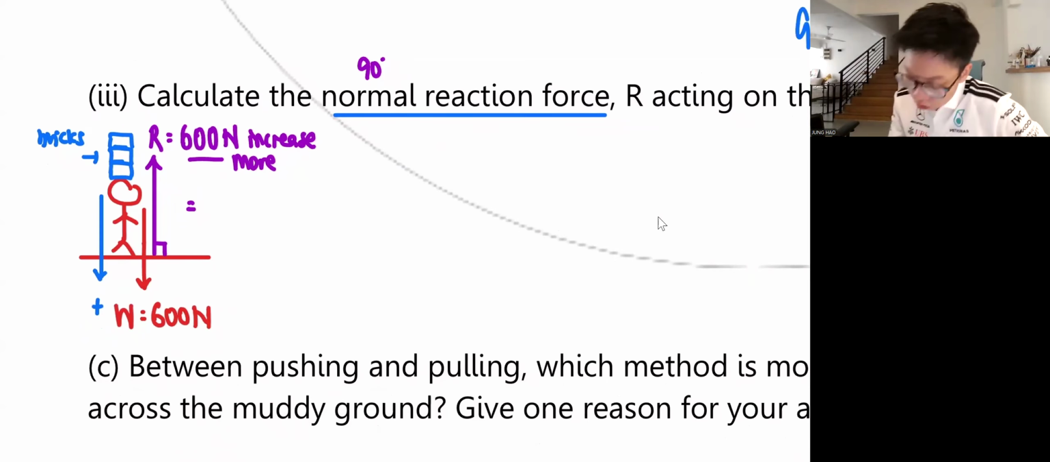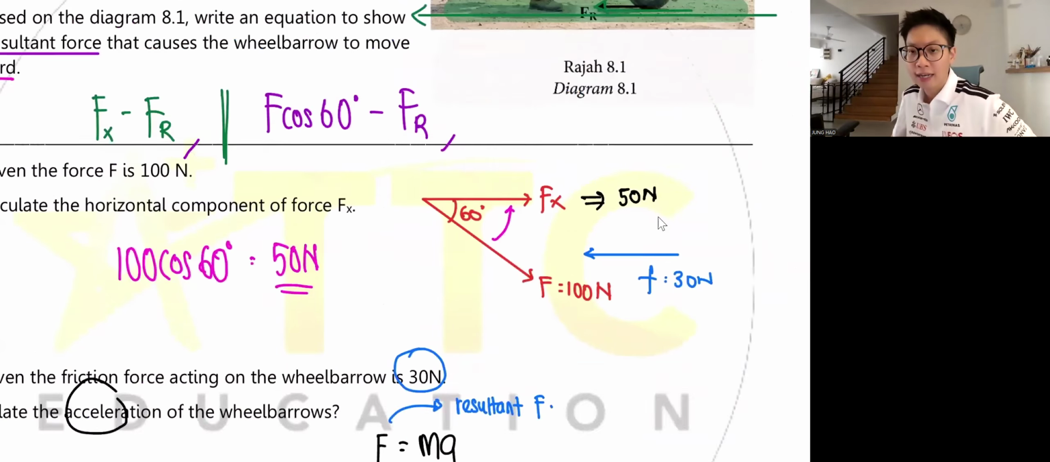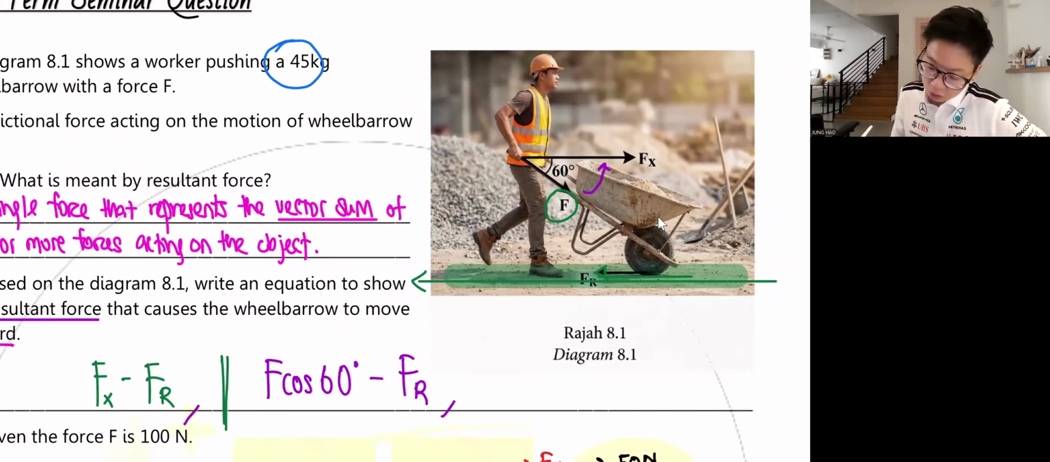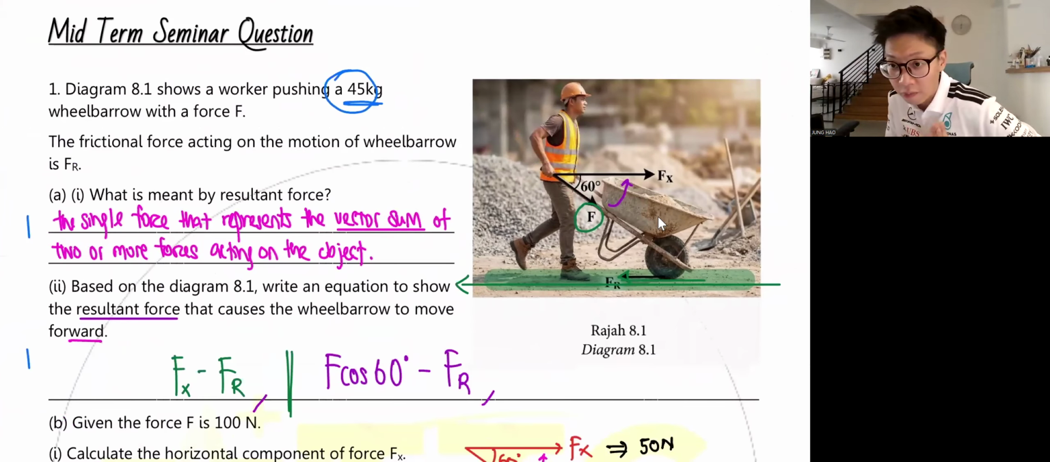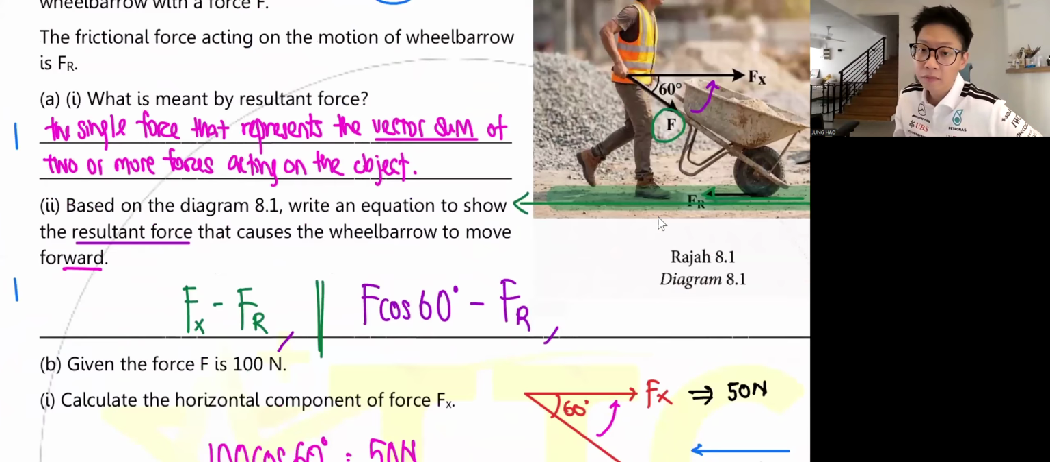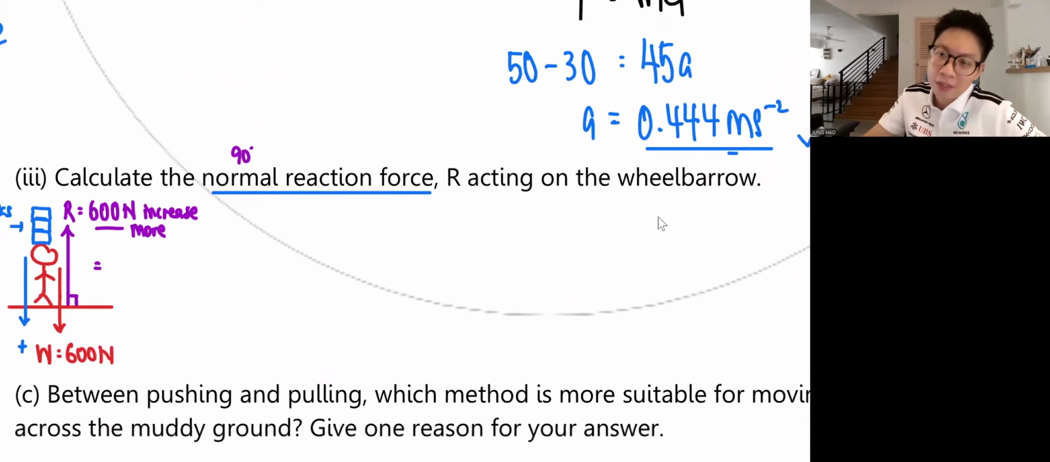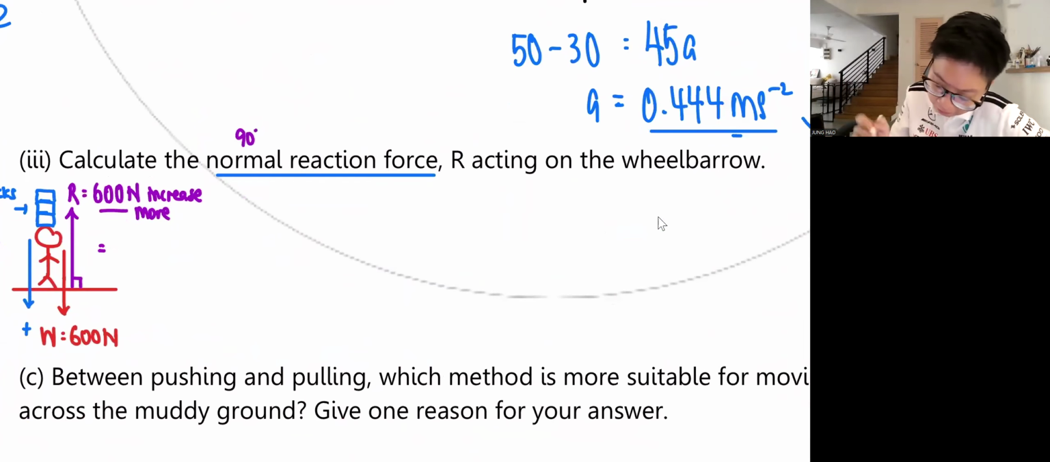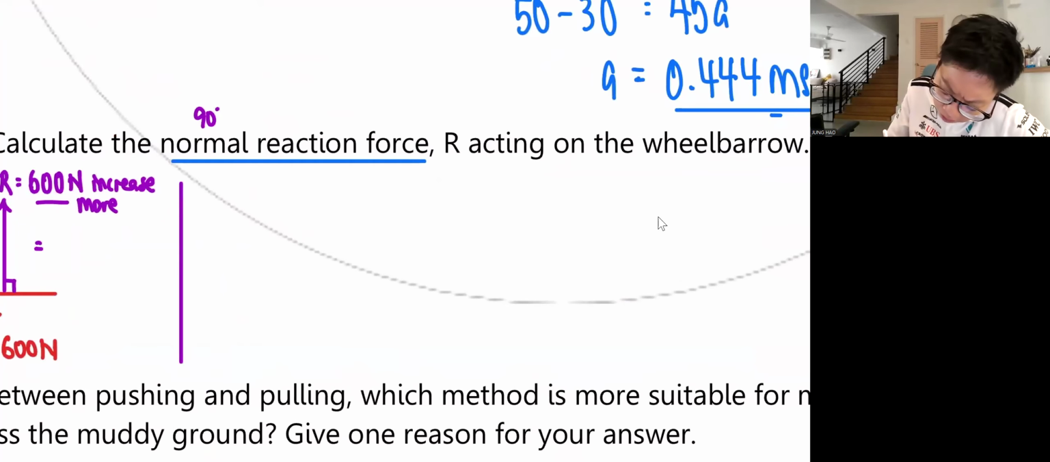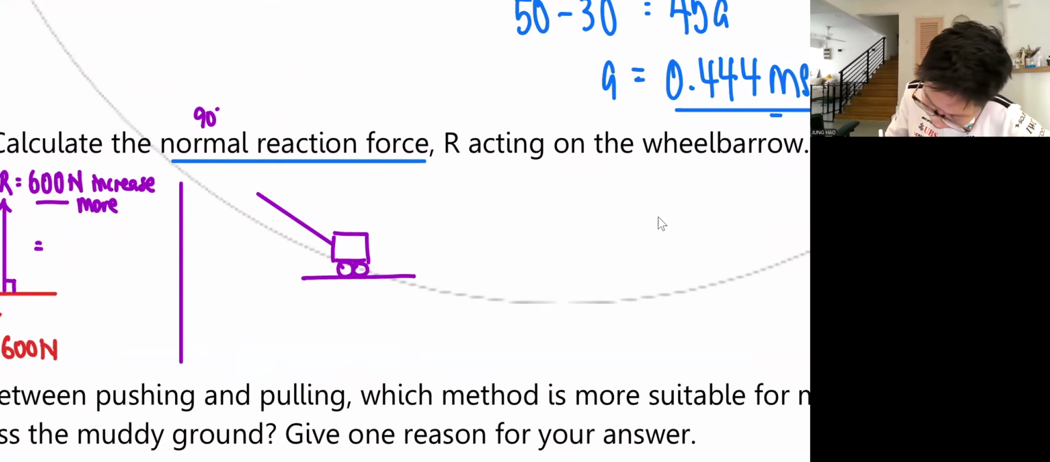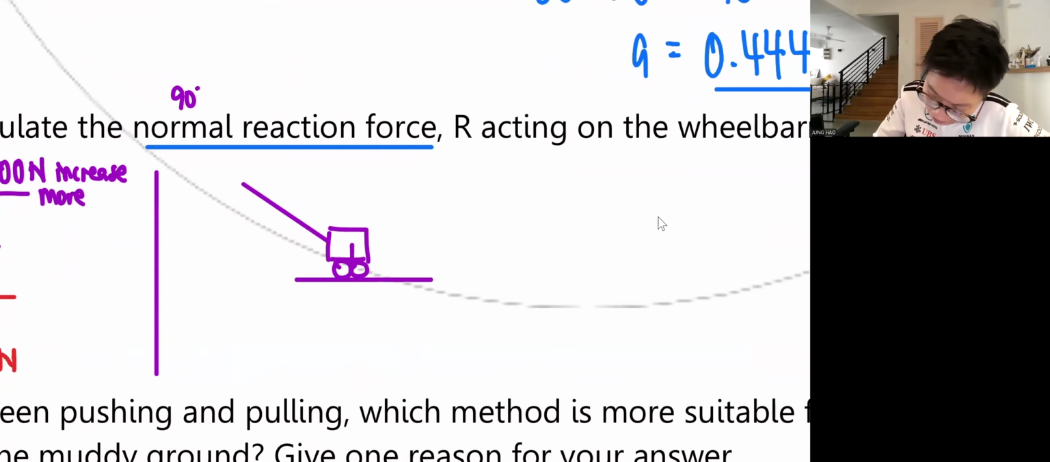So now let's go back to this wheelbarrow. Guys, look at this picture. They give me a 45 kg wheelbarrow. Okay, so now this is the wheelbarrow. Let me just draw the wheelbarrow a bit. I know that the mass of this thing is 45 kg.